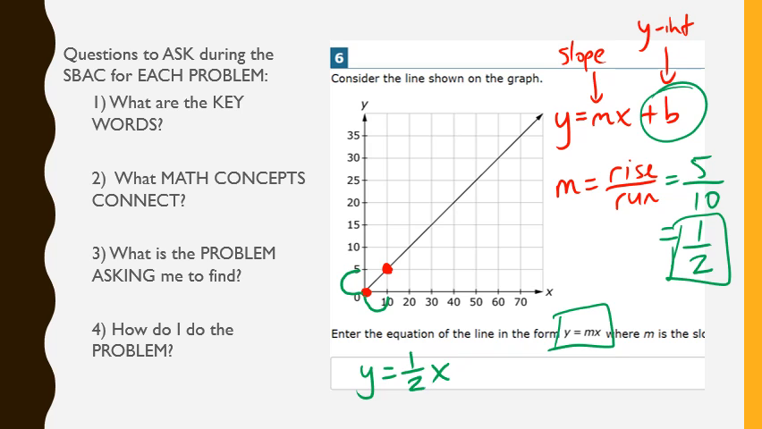Now there is no b there. Why? Because it crosses my y-intercept at this number 0 here. So you could put plus 0, but in this case plus 0 does not matter. The equation of your line is merely y equals 1/2 x. And that is this problem.